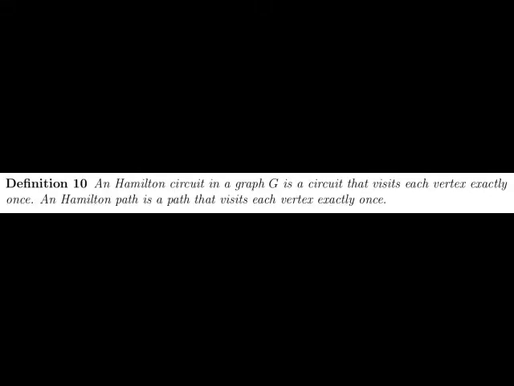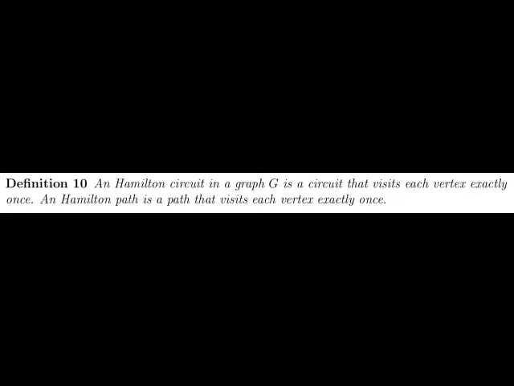Next, we talk about Hamilton circuit and Hamilton path. So Euler, both circuit and path, was about exploring every edge. In case of Hamilton, both circuit and path, it's about exploring every vertex. So remember this difference. Hamilton is about exploring every vertex. Euler is about exploring every edge.